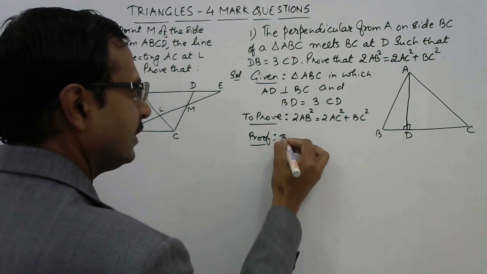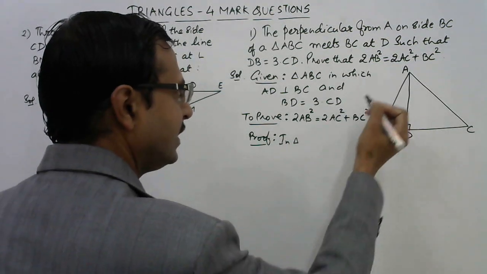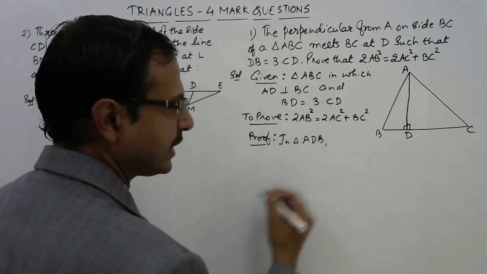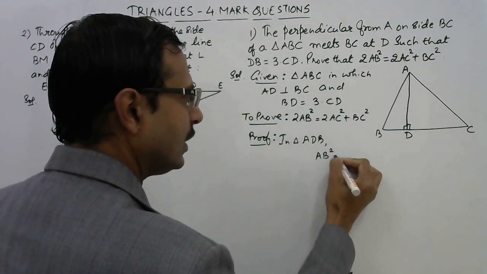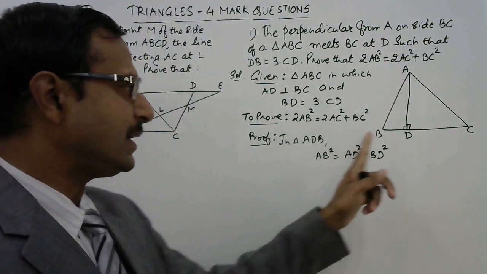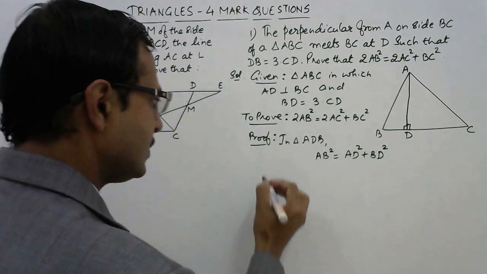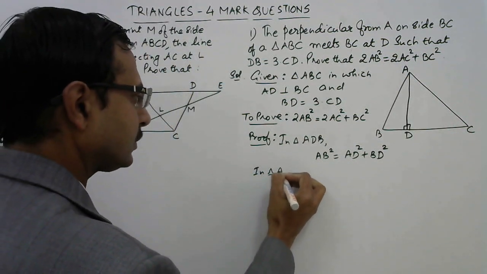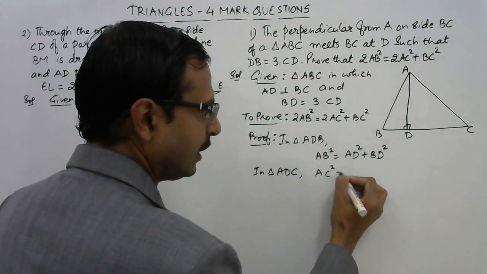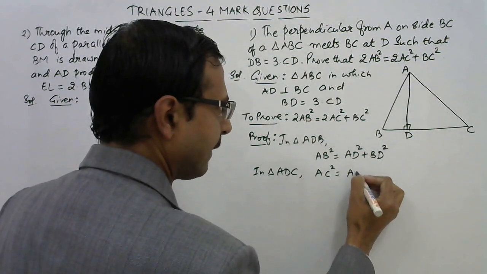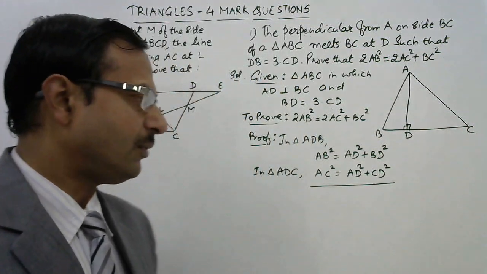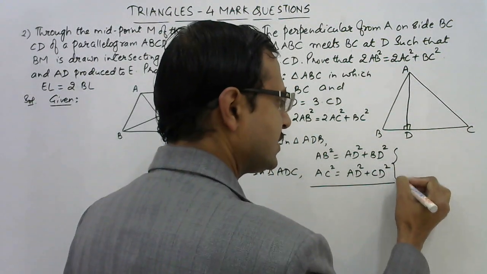Now see, in triangle, I'll take the triangle on the left hand side, ADB. Let's apply the Pythagoras theorem. We have AB square equal to AD square plus BD square. And likewise in the other triangle on the right hand side, ADC. So in triangle ADC, let's write the other one below this, AC square equal to AD square plus CD square. And now we have to decide what we have to do with these two equations. So the reason for these two is the Pythagoras theorem.